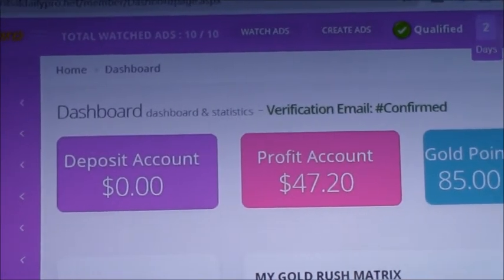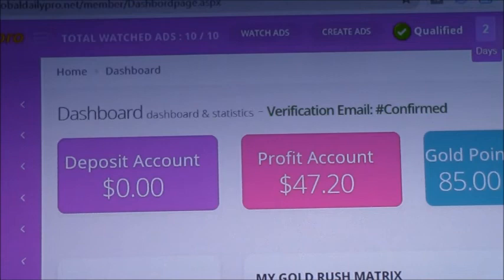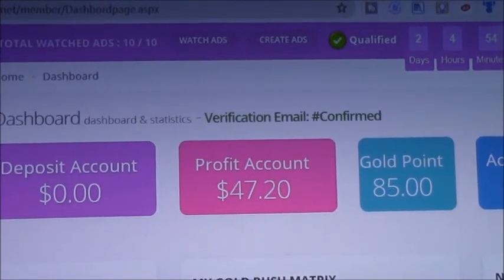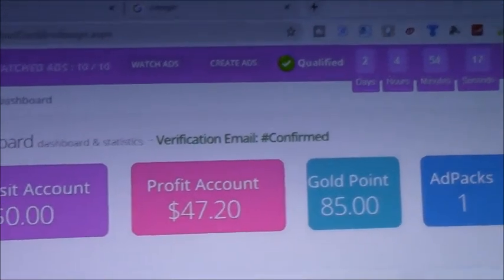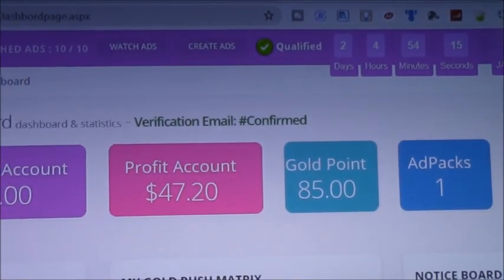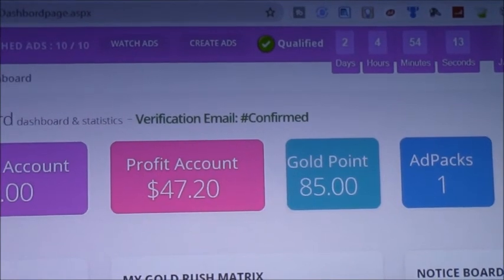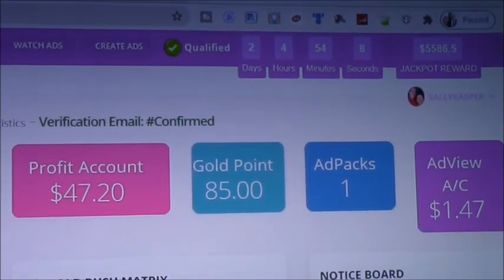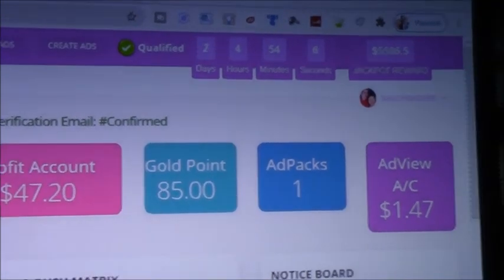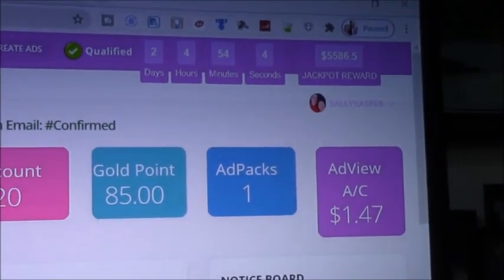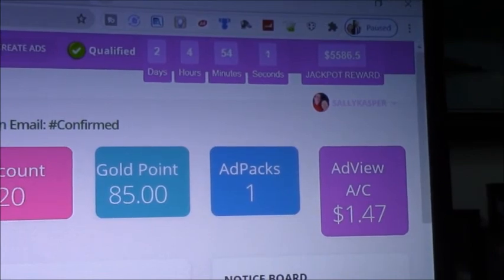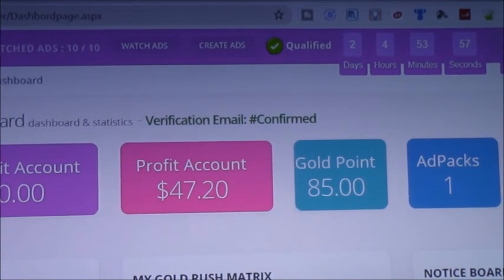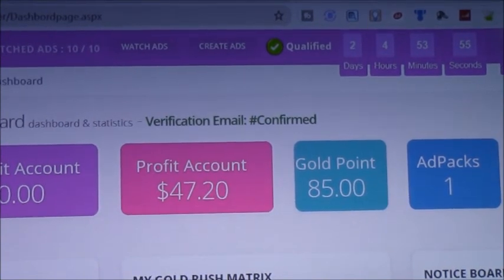So did you see that, guys? Did you see that? You earn money in every direction. My commission is $47.20. I have 85 gold points, 1 ad pack, and for the ad view I got $1.47. So it's very interesting. Learn how the platform works.